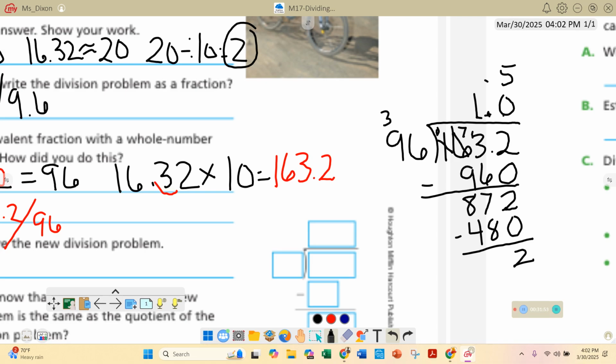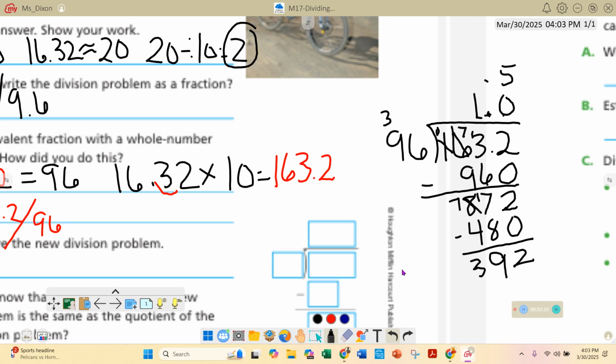7 minus 8 you cannot do. Regroup that 8 into a 7. The 7 becomes 17. 17 minus 8 is 9. And 7 minus 4 is 3.